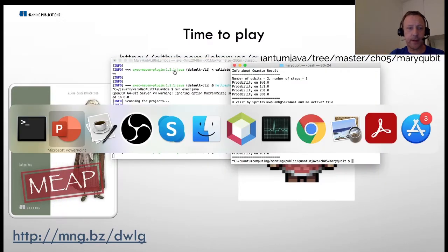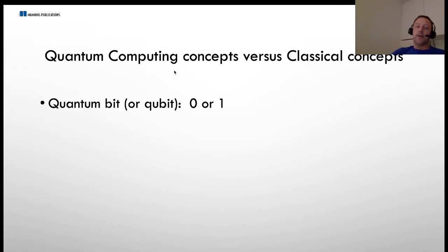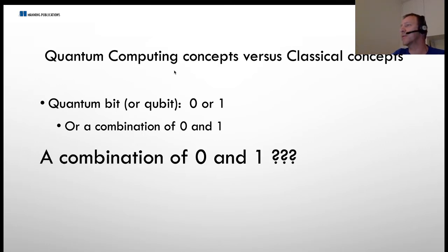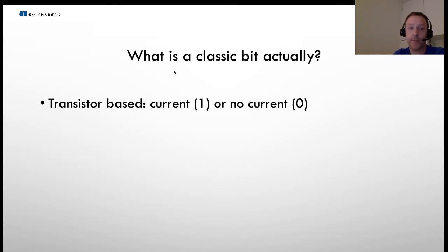So let's go back to the slides. So the qubit that we showed until now is 0 or 1, similar to the classical bit. But a qubit can also be a combination of 0 and 1. And that sounds strange. How can something be a combination of 0 and 1? That is counterintuitive. It should be either 0 or 1. As you could see in the game, the lamp was either black or white, but not gray. So how can this be possible with qubits?